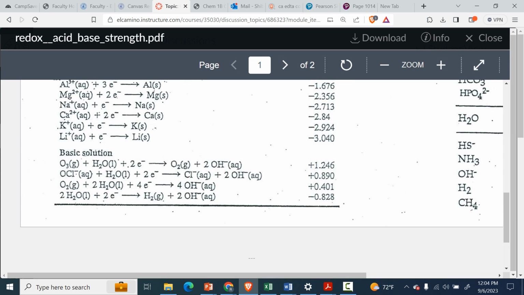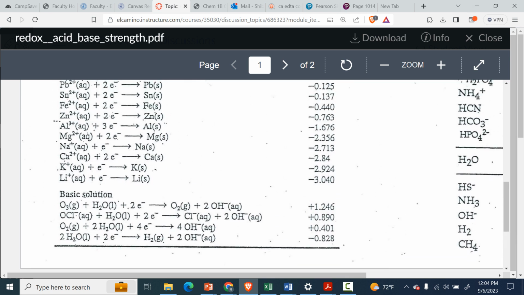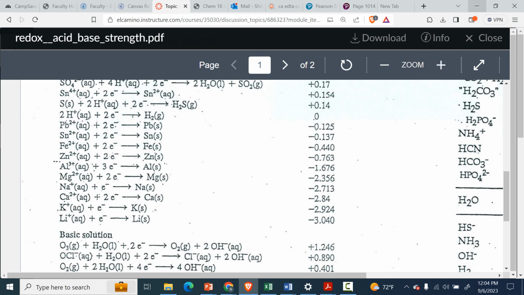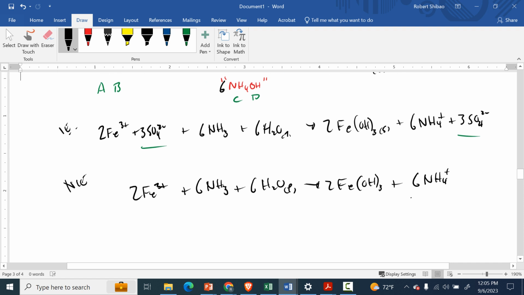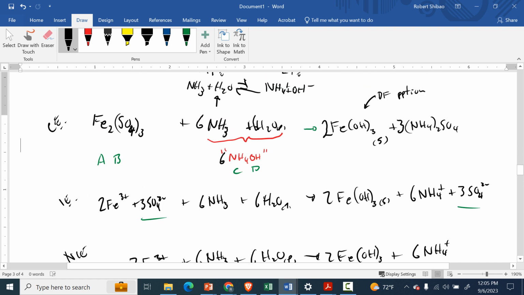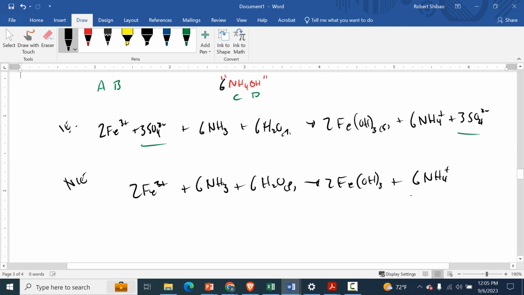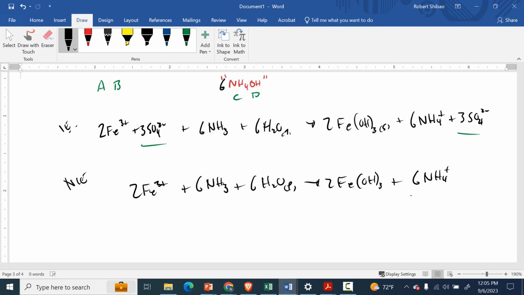Do you see any powerful reducers? What are the powerful reducers? Lithium, potassium. See, here's hydrogen sulfide. Hydrogen sulfide is pretty decent. Sulfides are pretty decent. No. So it's likely there's no redox, nor acid-base. So we're good. Okay. So there's a reaction here for number 3.